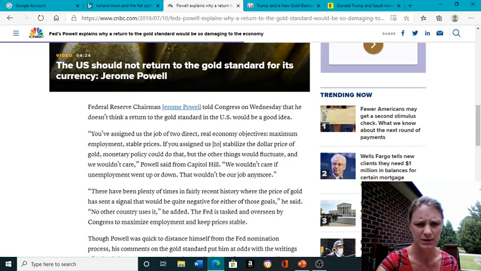There have been plenty of times in fairly recent history where the price of gold has sent a signal that would be quite negative for either of those goals, he said. No other country uses it, he added. The Fed is tasked and overseen by Congress to maximize employment and keep prices stable.